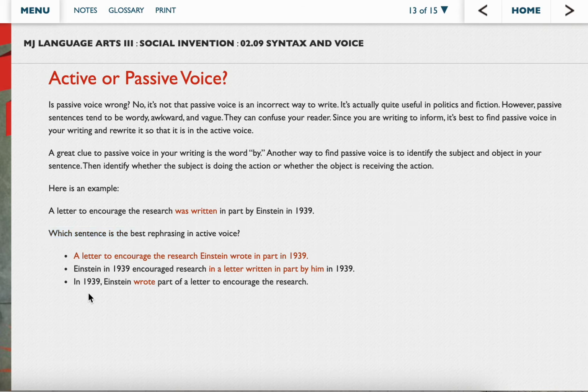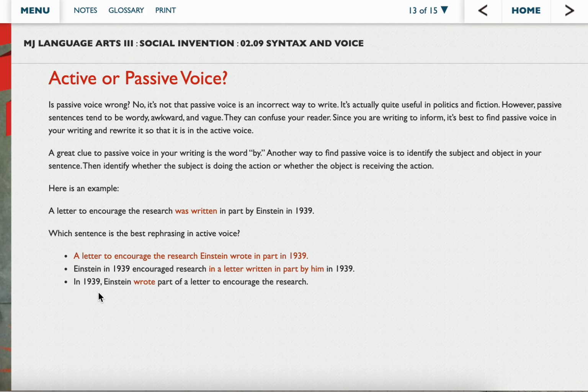A letter to encourage the research Einstein wrote in part in 1939. Does this sound anything like you would hear people say? Not if they wanted to be clearly understood. Einstein in 1939 encouraged research in a letter written in part by him in 1939. Try reading that out loud. It seems a little awkward and confusing.